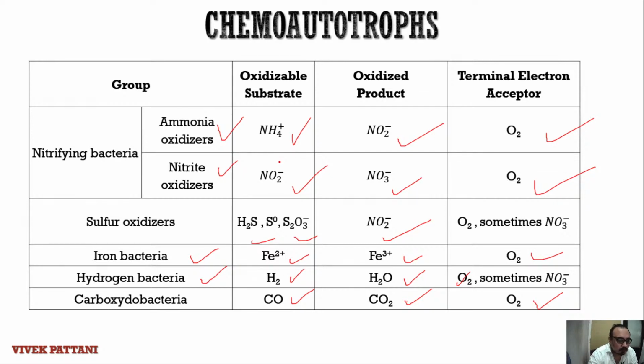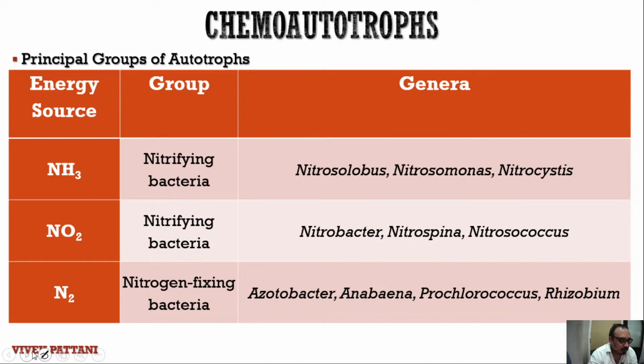Okay, so the presence of ammonia, nitrite, or inorganic sulfur compounds in nature is due, in the first place, to the activities of nitrifying bacteria or sulfide or sulfur oxidizing bacteria. Okay, now moving further with the examples of chemoautotrophs.